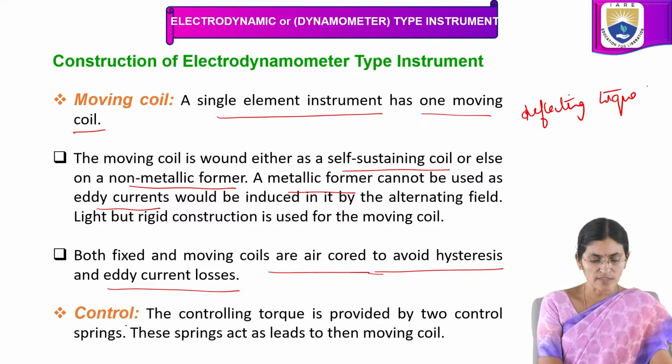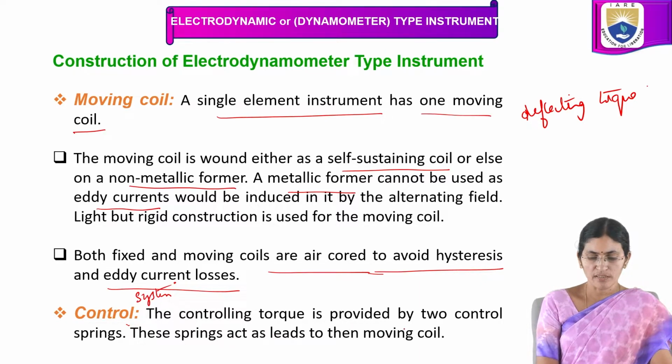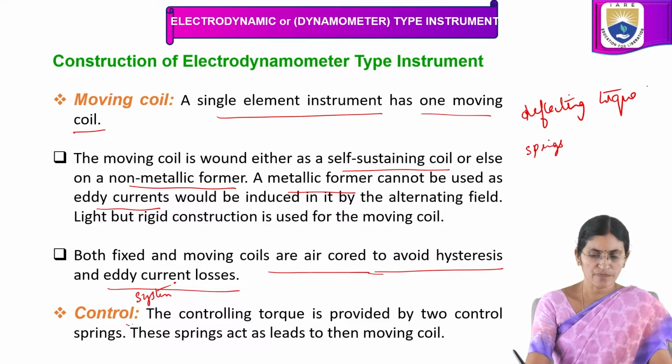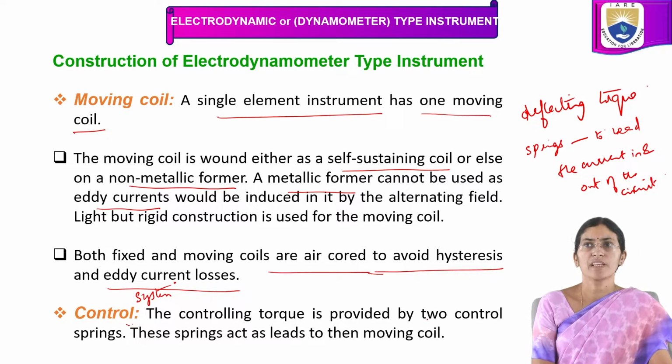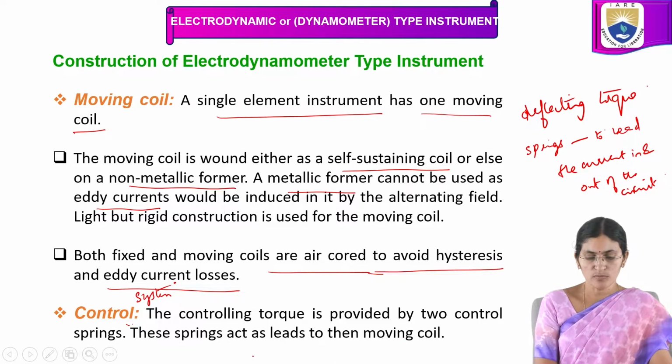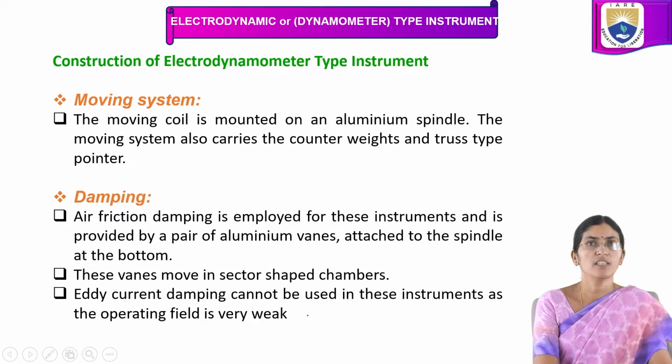So coming to the control system, the controlling torque is provided by the control system. There are two control springs. The function of the springs is to lead the current in and out of the circuit. So that is one function. And the other function of the springs is to provide the controlling torque. So these are the two functions of the controlling system.